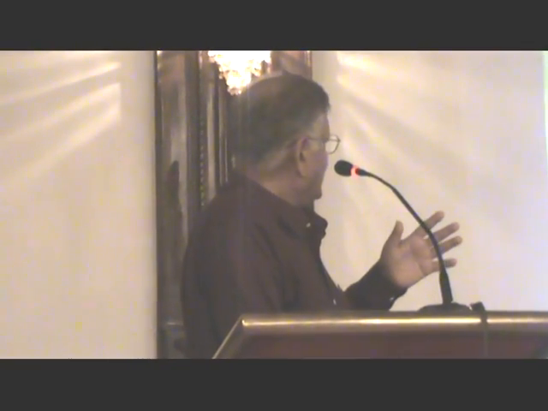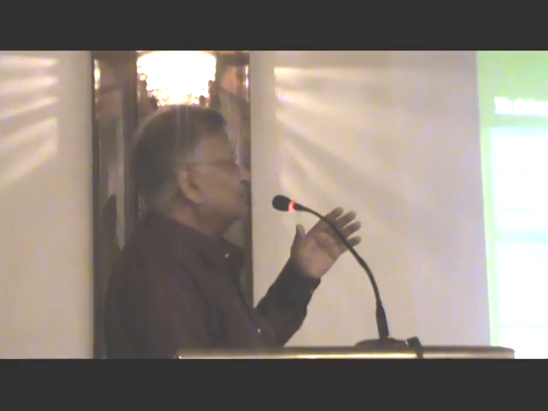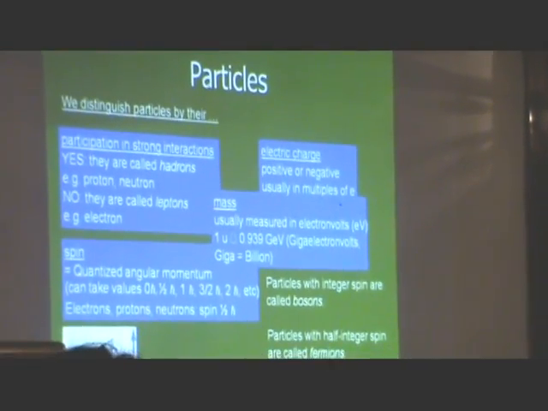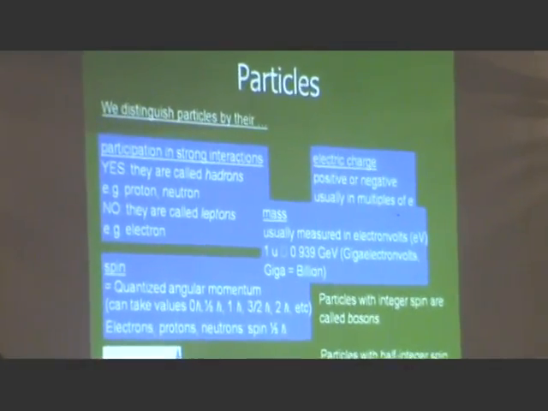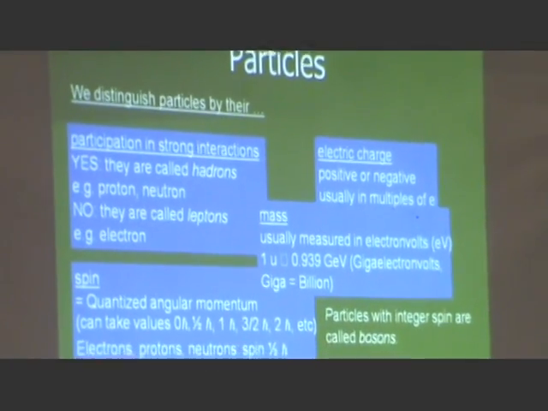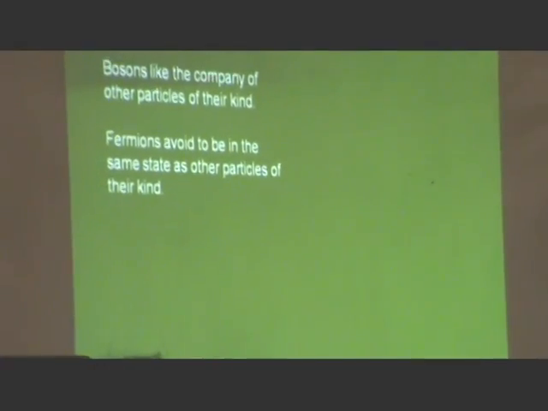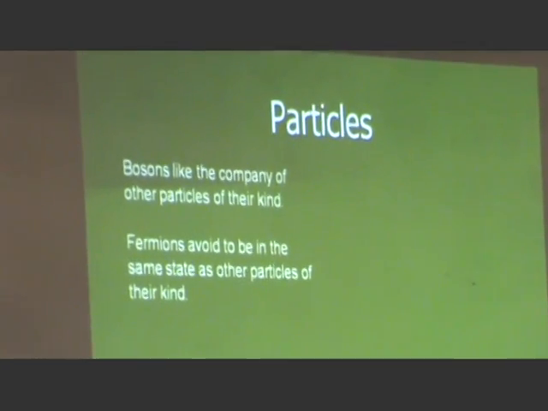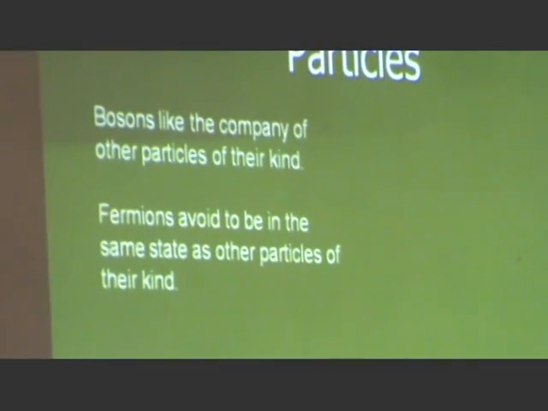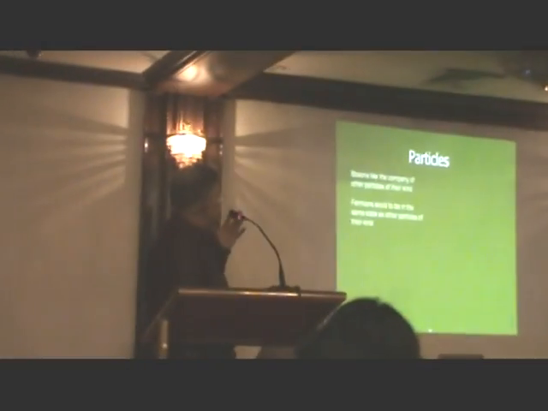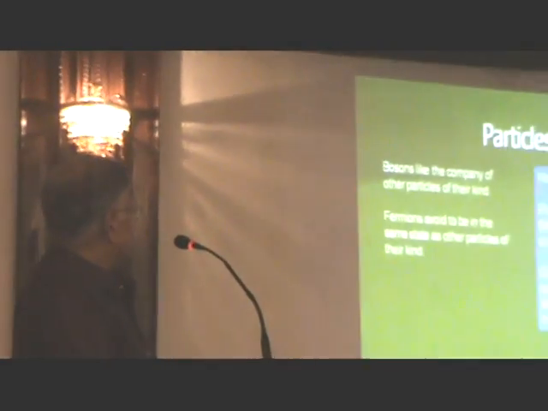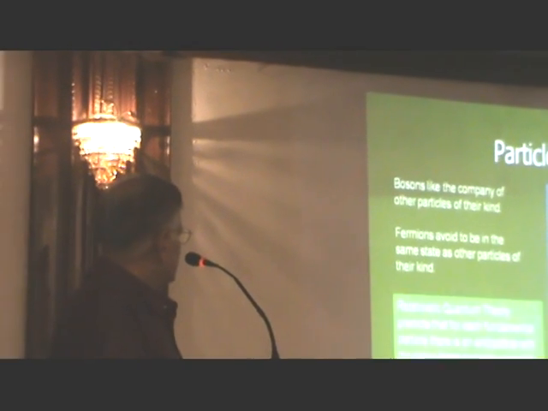So here they are. Particles with integer spins are called bosons, and particles with half integer spin are called fermions. Bosons are named after Satyendranath Bose, and fermions after Enrico Fermi, again a nuclear physicist. Okay, so bosons like the company of other particles of that kind. That means you can have bosons grouping together, whereas fermions avoid each other. And protons and neutrons are large, and electrons are again point-like, like we've been through this.